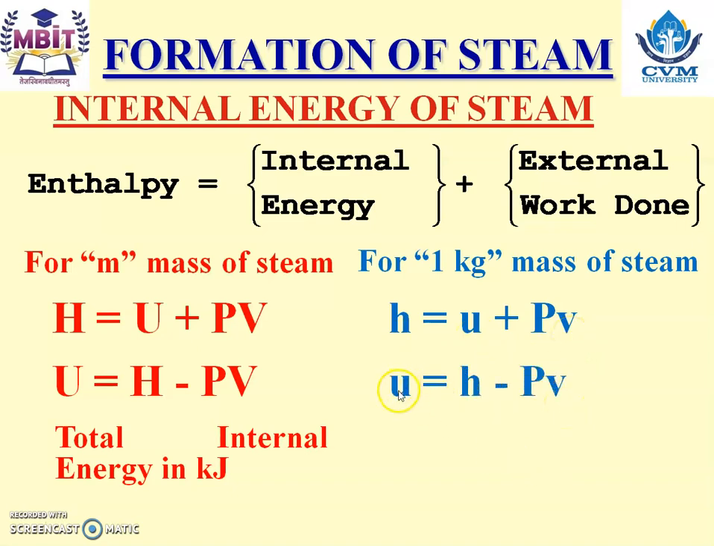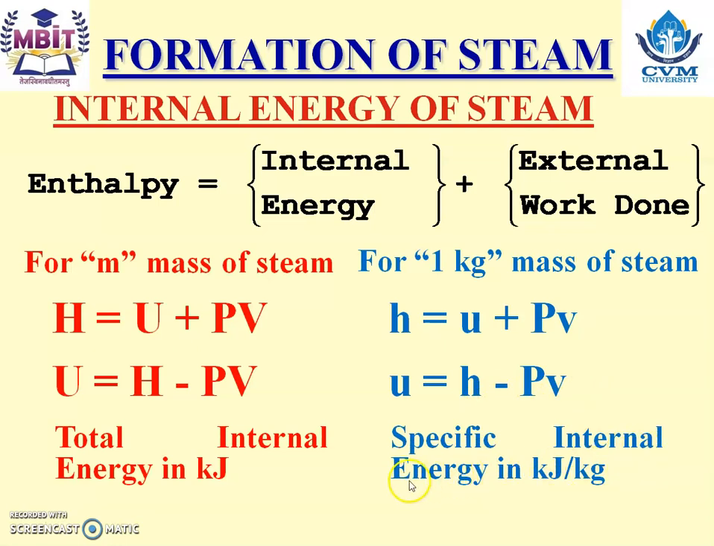And we get small u is equal to small h minus PV, where u is specific internal energy in kilojoule per kg. So if they have given you mass of steam in the numerical, then we have to calculate using this equation. And if they have not given you mass in the numerical, then we have to assume that mass is 1 kilogram and we have to use this equation.